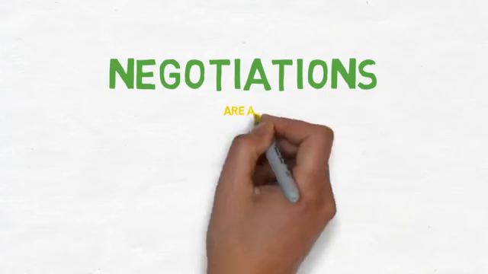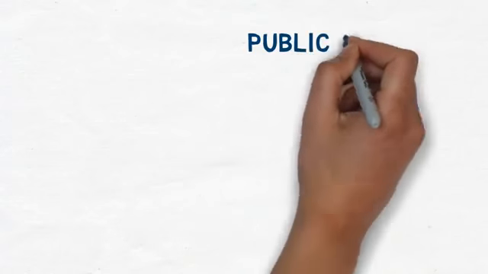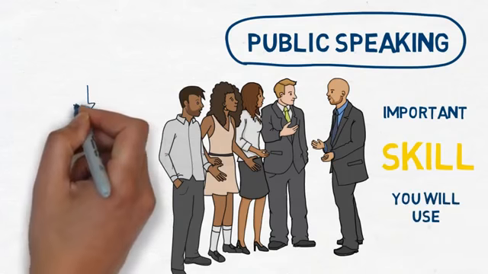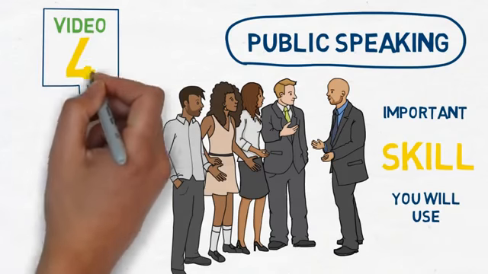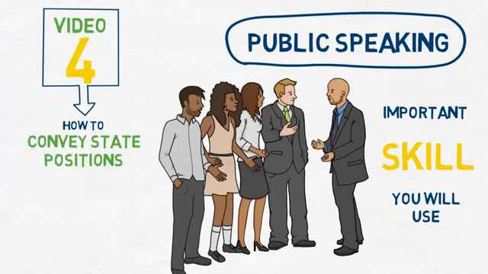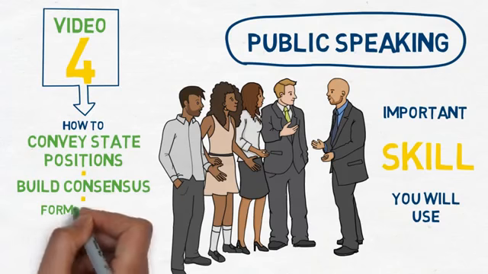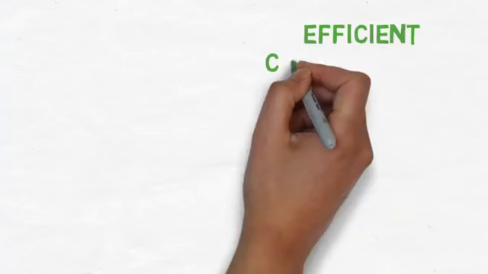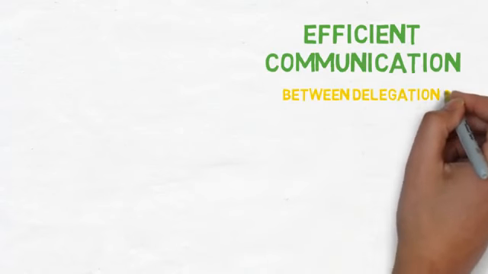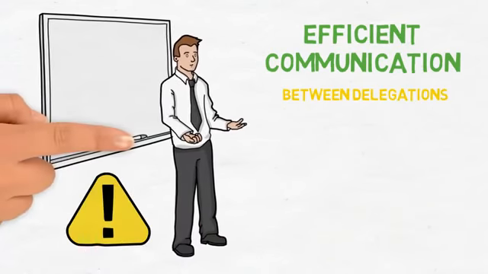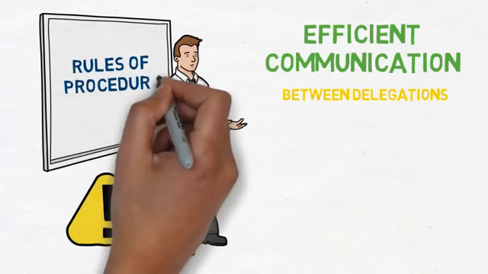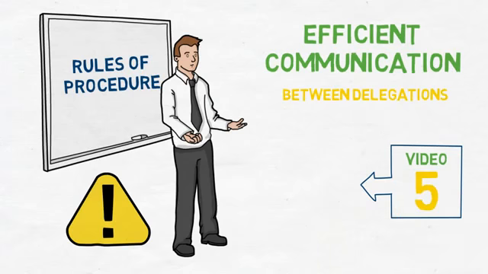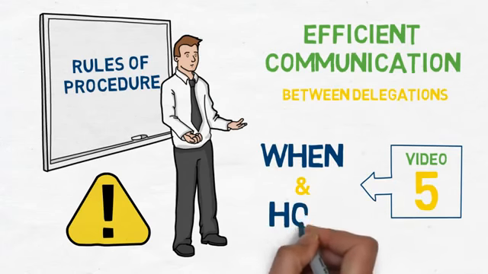Negotiations are primarily an exercise in communication, and public speaking is one of the most important skills you will use as a delegate. Therefore, the fourth video will aim to teach students how to convey their member states' positions, how to build consensus, and formulate resolutions in front of the public. In order to ensure efficient communication between delegations, it is extremely important that every participant of the negotiations has developed a deep knowledge of the rules of procedure. The fifth video will explain the rules in a simple way and show you when and how they should be utilized.